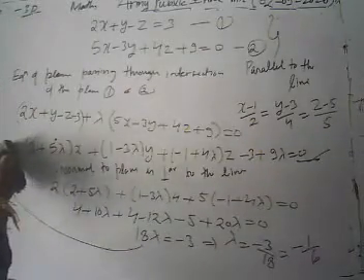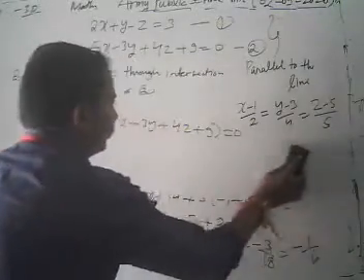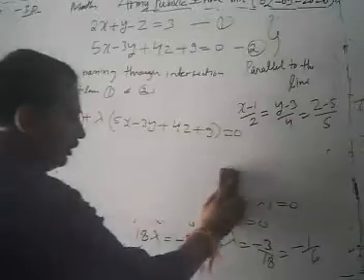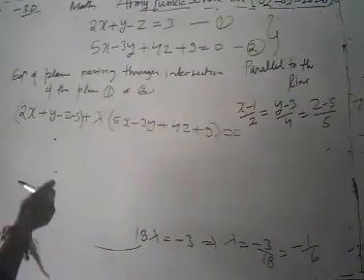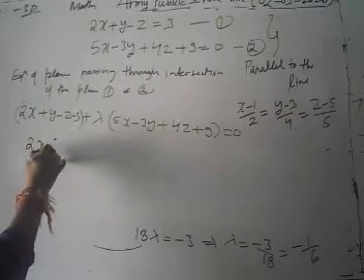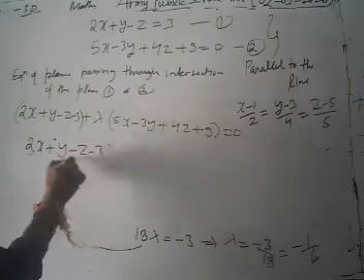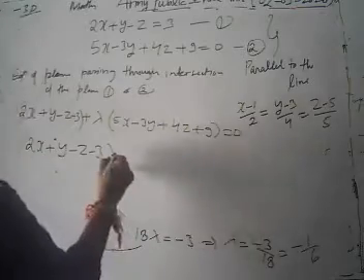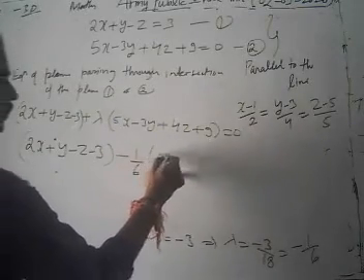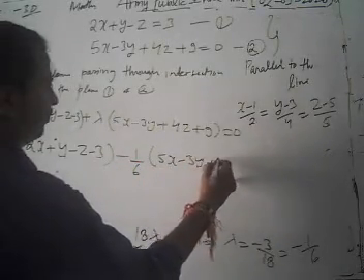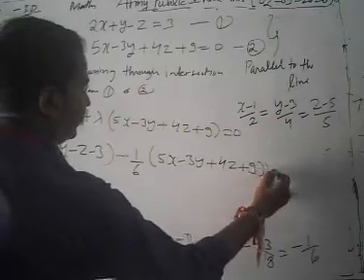Then our equation of plane is given by, I am just going to put here directly. Then equation of plane is now given by 2x plus y minus z minus 3. At the place of lambda we have to put minus 1 by 6, times 5x minus 3y plus 4z plus 9 equal to 0.